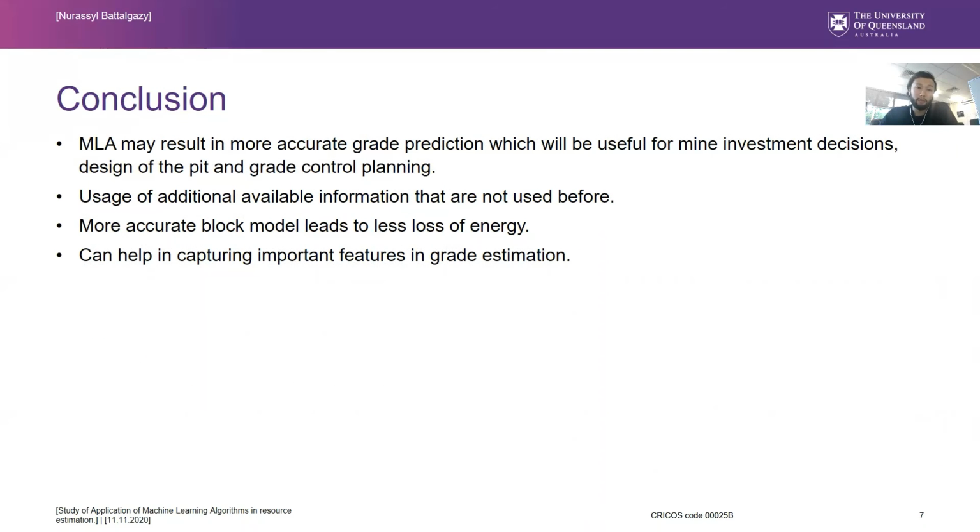In conclusion, application of machine learning algorithms may result in more accurate grade prediction, which will be very useful for further mining steps like mine investment decisions, pit design, grade control planning, and other steps. Machine learning algorithms can be useful in using additional available information that was not used before for prediction of grade. In terms of sustainability, more accurate block models lead to less loss of energy, and can also help in capturing important features in grade estimation.